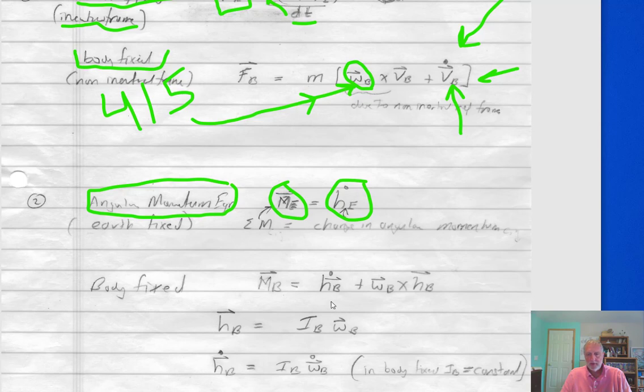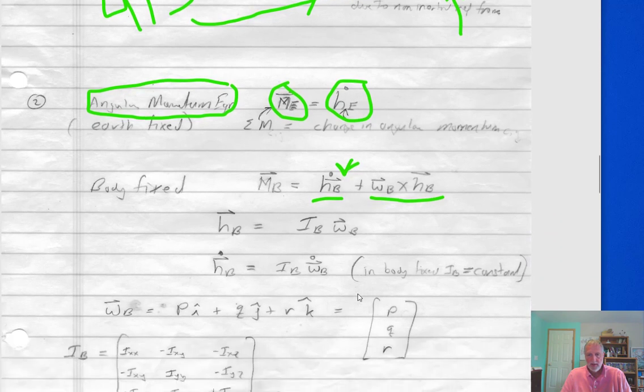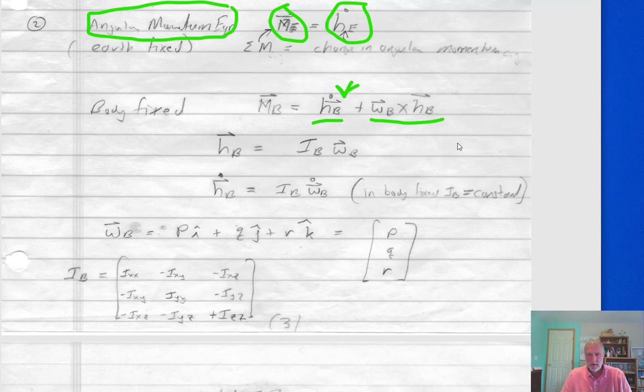And in the body fixed axis system, again we have h dot, and then we have omega cross h because h is expressed in this rotating reference frame. In dynamics, you went through the derivation that the angular momentum of a rigid body is described by its angular velocity times this thing called the mass moment of inertia matrix. One of the advantages of using the body fixed axis system is that this inertia matrix is constant.